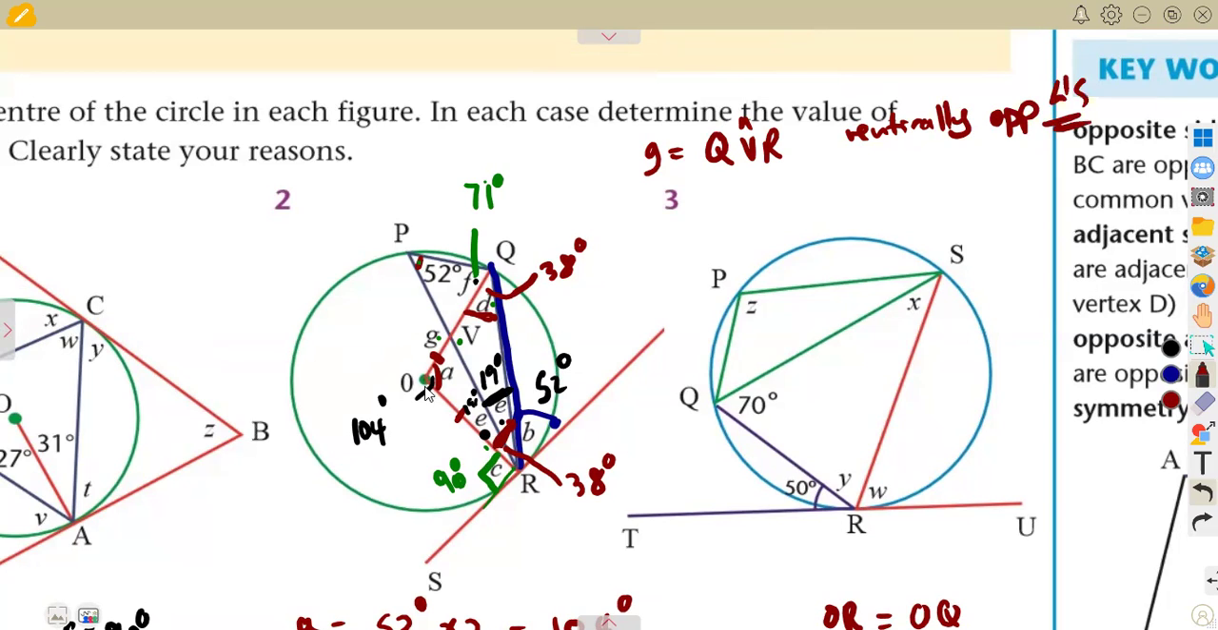So why are we focusing on QVR? Because we can calculate QVR from angles in a triangle. Angles in a triangle add up to 180. So you're going to subtract the angles that are in this triangle Q to V to R, this triangle QVR.